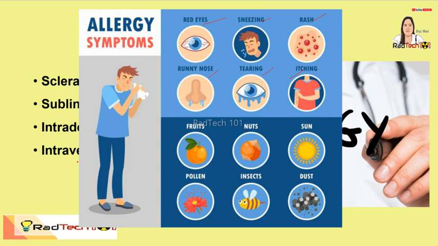So when we say allergens, these are agents that can cause an allergic reaction in our body. When we are in contact with a specific type of allergen, our body will produce histamines. That is why we need antihistamines. These allergens can range from fruits, nuts, sun exposure, pollen, insects, dust, and there are other types of allergens. So different persons will be allergic to different things.